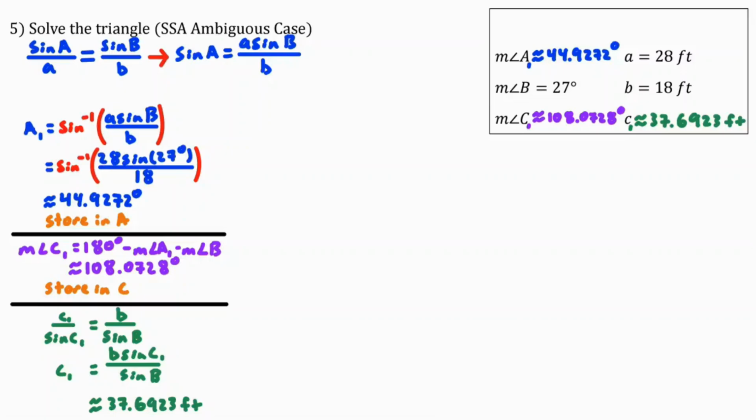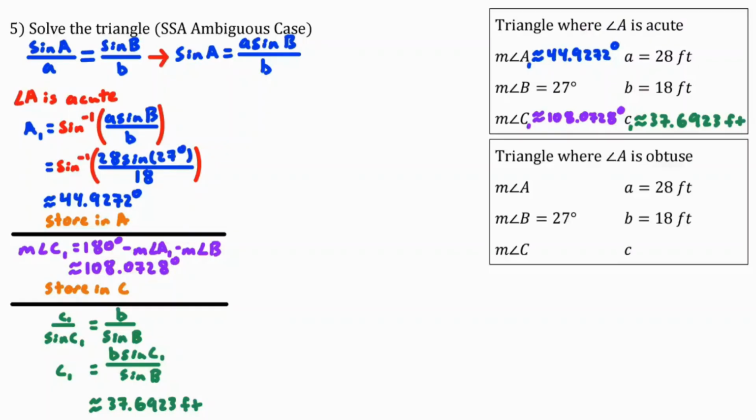This first triangle corresponds to the very first step, solving for the first variable, which was A. This is where angle A is an acute angle. The second triangle is where we're going to have angle A be an obtuse angle. So let's solve this. It's going to be very similar to what we just did where angle A is acute. So now angle A is obtuse.